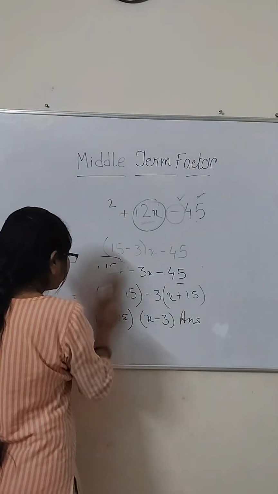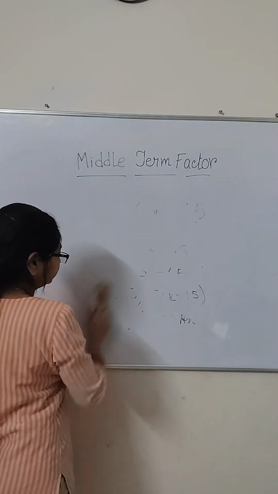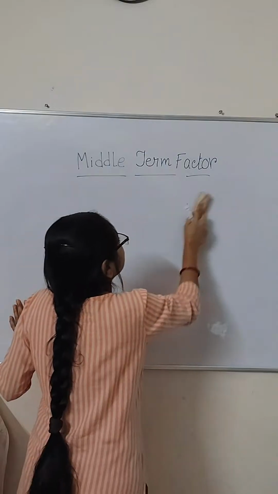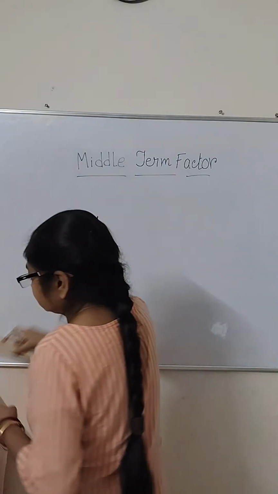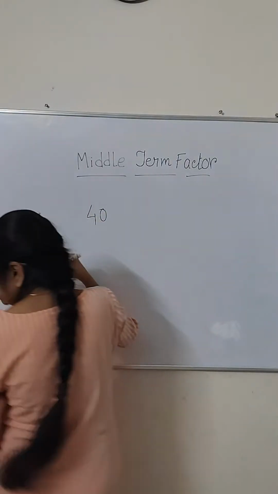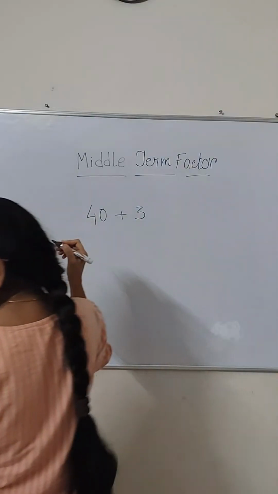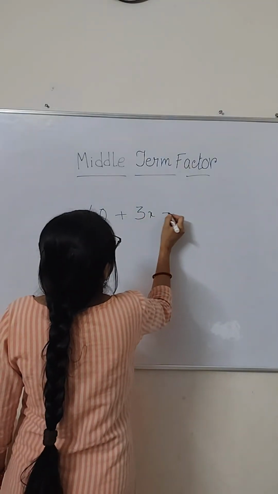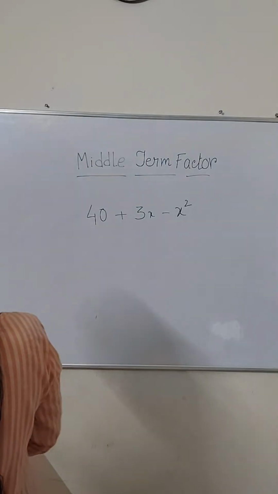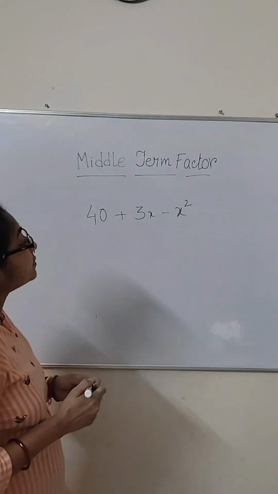Now I go to the next math. You should not think that all maths are the same. Forty plus 3x minus x square.